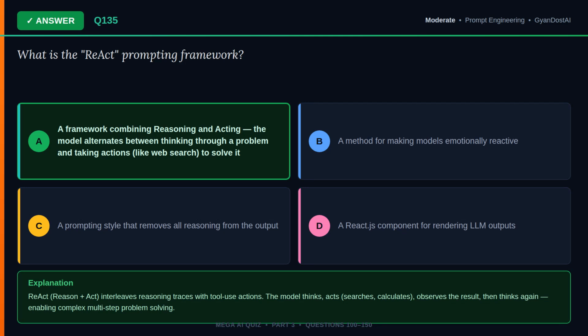A framework combining reasoning and acting. The model alternates between thinking through a problem and taking actions like web search to solve it. ReACT, reason plus act, interleaves reasoning traces with tool use actions. The model thinks, acts, searches, calculates, observes the result, then thinks again, enabling complex multi-step problem solving.